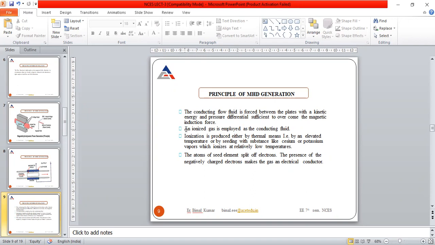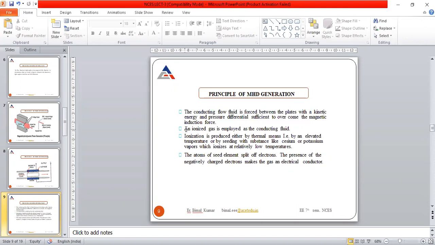An ionized gas is employed as the conducting fluid, right? Ionization is produced either by thermal means, that is by an elevated temperature, or by seeding with substances like cesium or potassium vapors, which ionize at relatively low temperature.